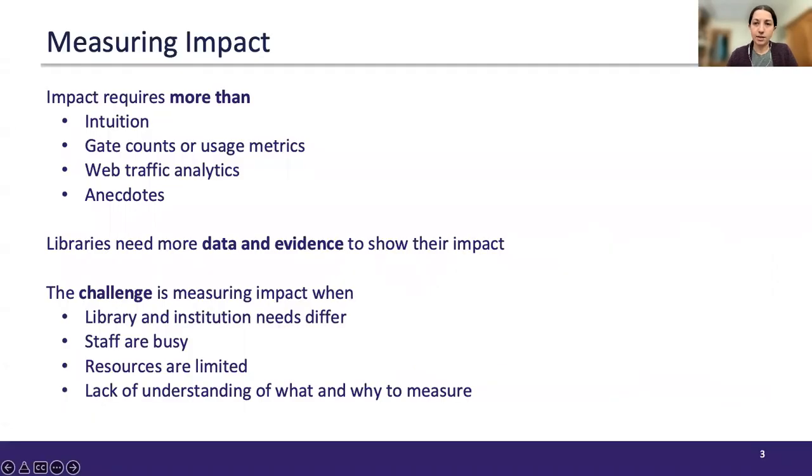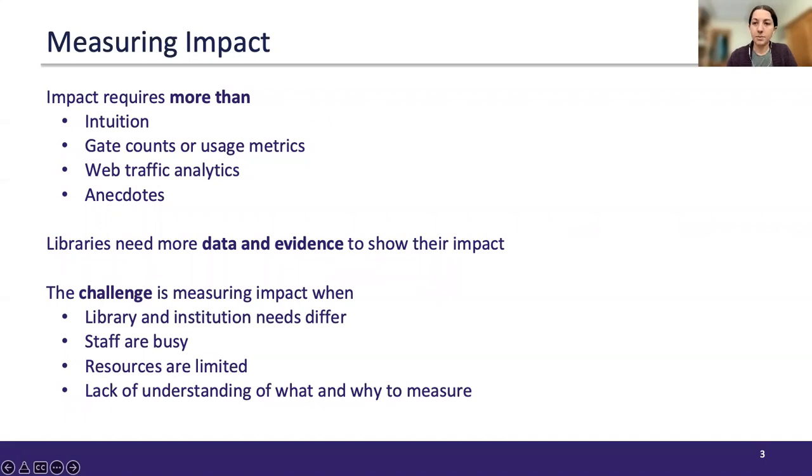Libraries have traditionally gauged success through their patrons' stories and information about usage. However, over time, we've seen that to show their impact, libraries need more data and evidence. Assessment or evaluation can be easier said than done. It presents a number of challenges, particularly because each library has its own needs, and usually there are limited time and resources to devote to data collection and analysis. There can also be a lack of understanding about what to measure or why.